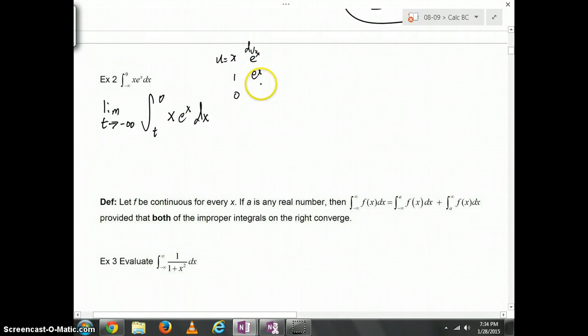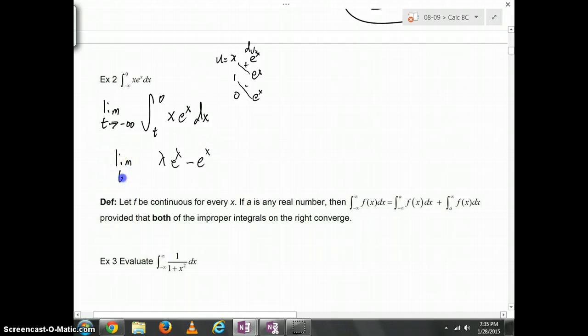Take an antiderivative of it. We'll still get e to the x. Take another antiderivative, and we'll get e to the x yet again. Using this shortcut, we'll have a plus and then a minus. And very quickly, we can see this antiderivative will be x, e to the x, minus e to the x.